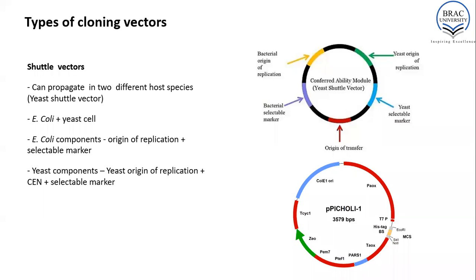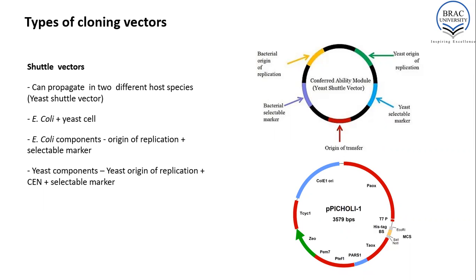So, shuttle vectors. Shuttle vectors can propagate in two different host species, like the yeast shuttle vector. The advantage of a shuttle vector is that the DNA inserted into the vector can be tested in two different cell types, and also can be tested in prokaryotes as well as in eukaryotes.